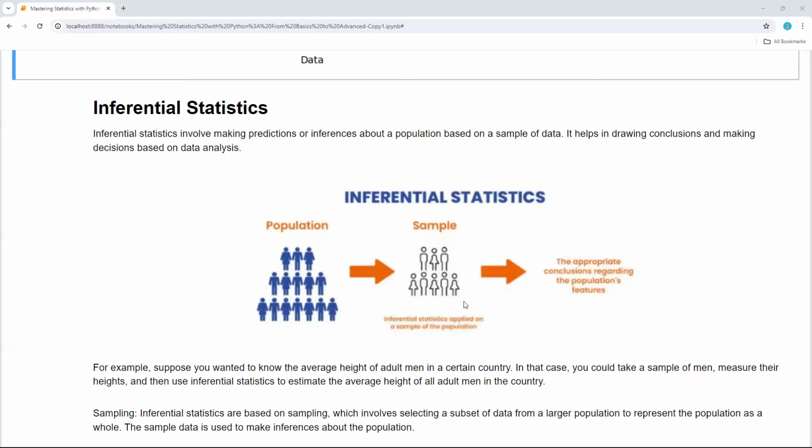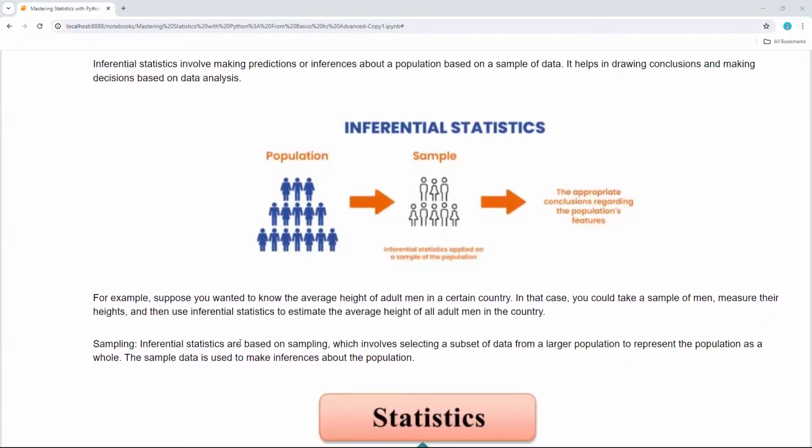You can see the image. Inferential statistics means if I have a larger population, I will take some sample and draw appropriate conclusions regarding the population's features. So inferential statistics is applied on a sample of the population. I'll do some analysis on this sample, draw some conclusions, and make some decisions based on the data analysis on the samples.